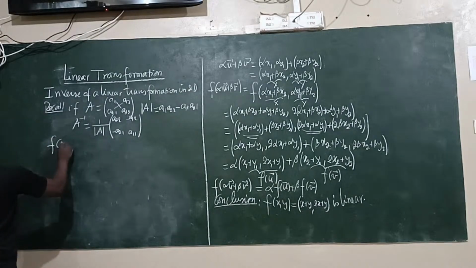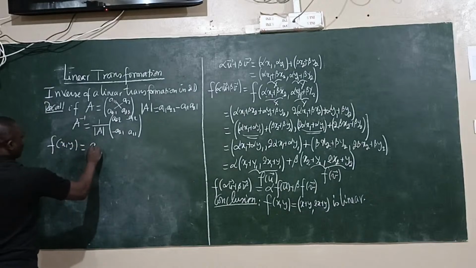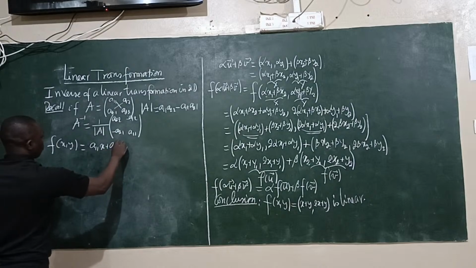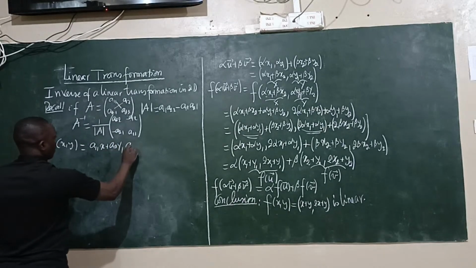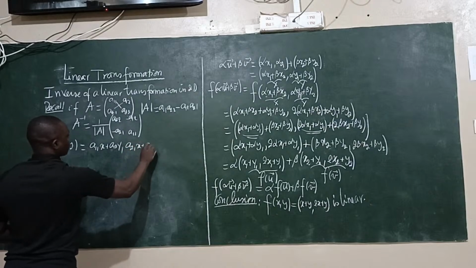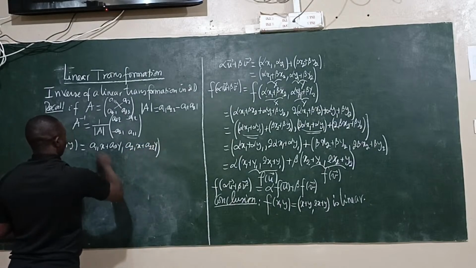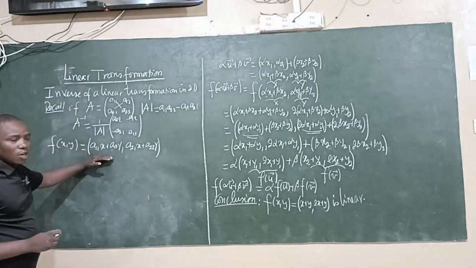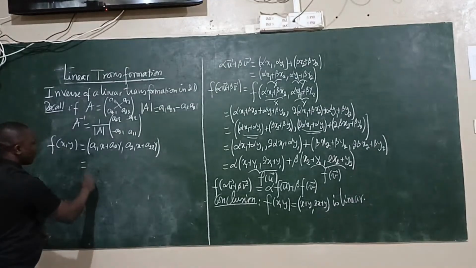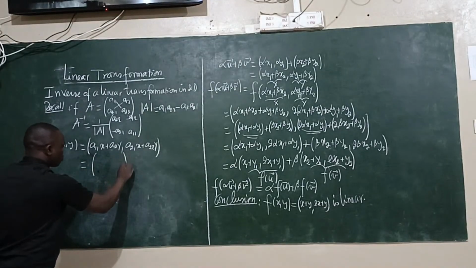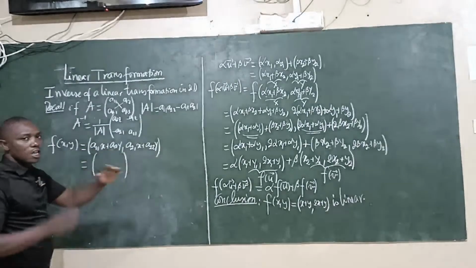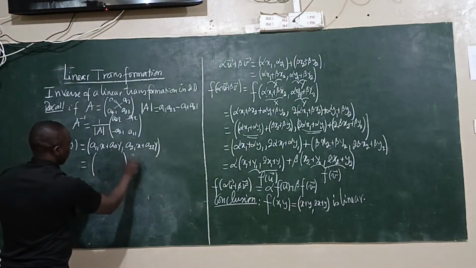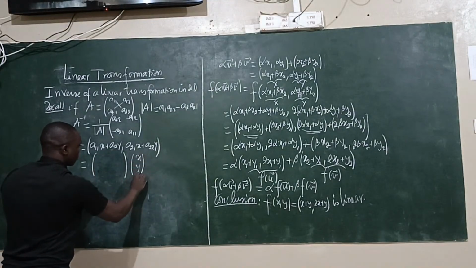Let this f of xy be a11x plus a12y, comma, a21x plus a22y. If I have a transformation like this, it is the same as having this transformation in matrix form, so that here will be x and y. Here is going to be xy.